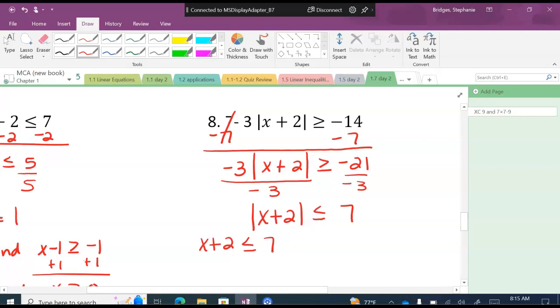Remember, we don't decide and or from the original inequality. We decide it once we isolate the absolute value. So am I going to use and or here? And.